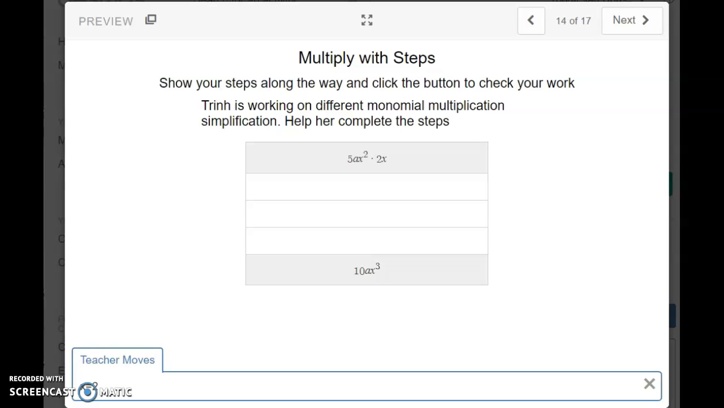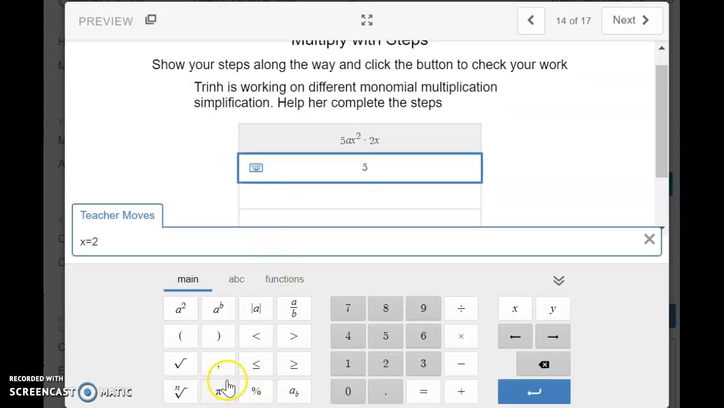Trin is working on a different monomial multiplication simplification. Help her complete the steps. So this is the same as what? This is the same as 5 being multiplied to, I would like my dot. This is my dot here. But no, that's not what I want. I want multiply.